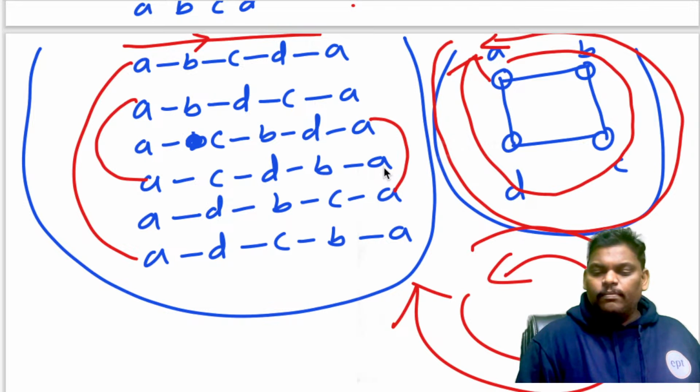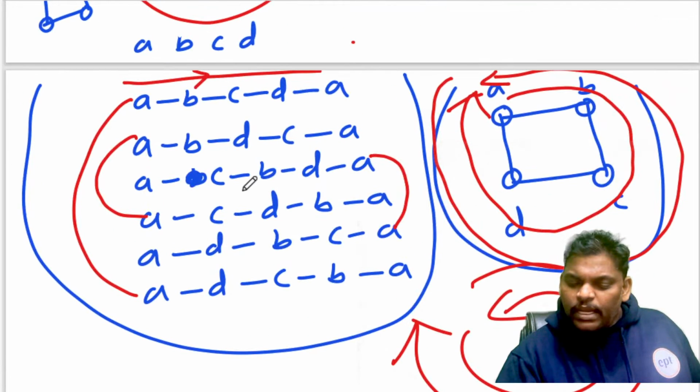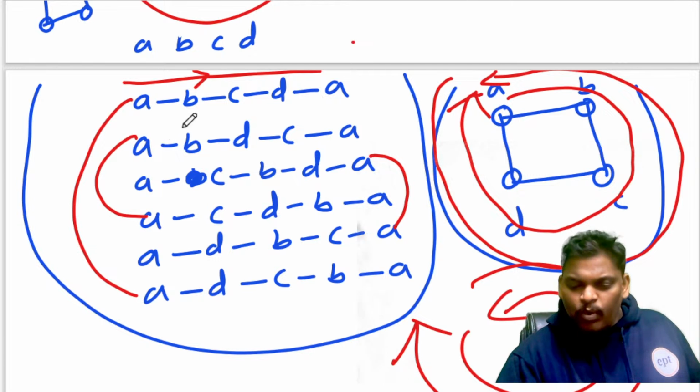Are you getting it? So it looks like 3 cycles. It looks like 6 cycles. But same thing if you take clockwise or anti-clockwise, same meaning, because the edges are the same. If you want, you can verify.